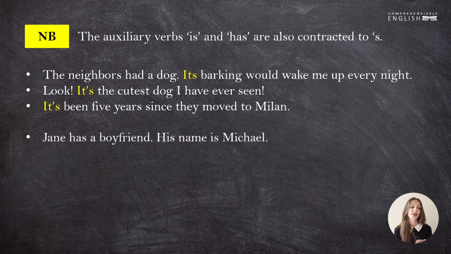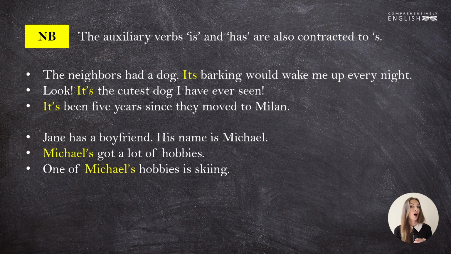Jane has a boyfriend. His name is Michael. Michael's got a lot of hobbies. One of Michael's hobbies is skiing. What do we have here? In the second sentence, the apostrophe s is the contracted word has. Michael has got. But in the third example, one of Michael's hobbies, the apostrophe s is the possessive case of the noun Michael. The hobbies of Michael, one of the hobbies of Michael.